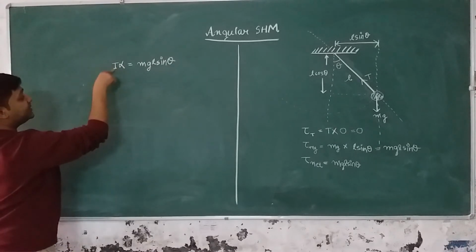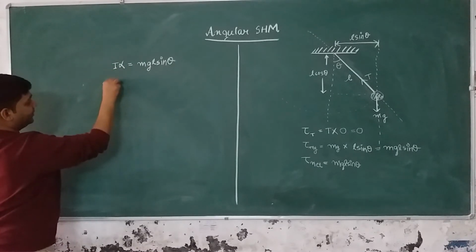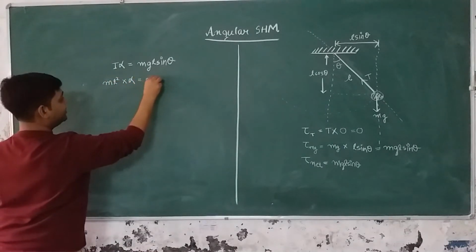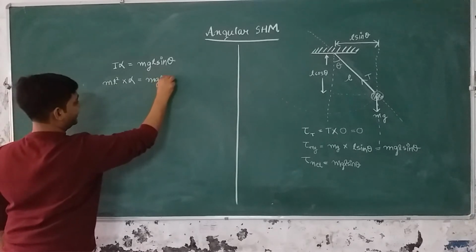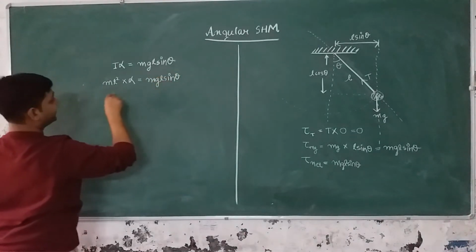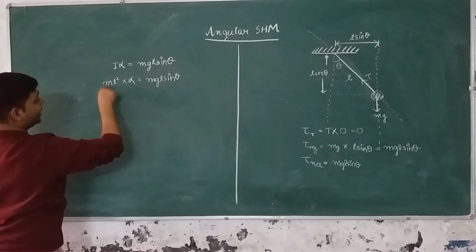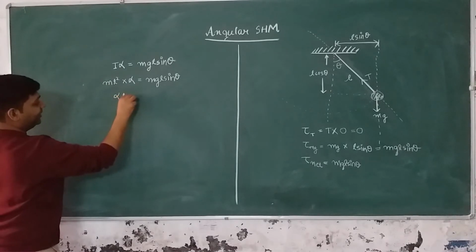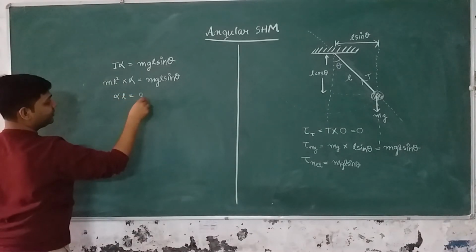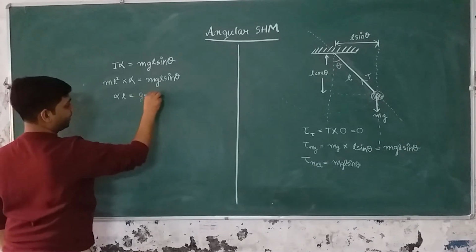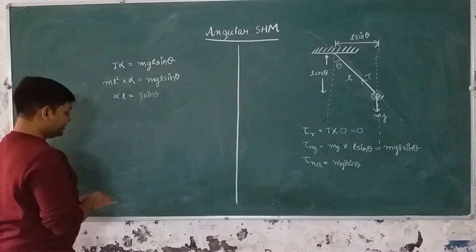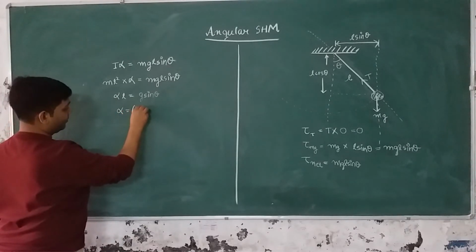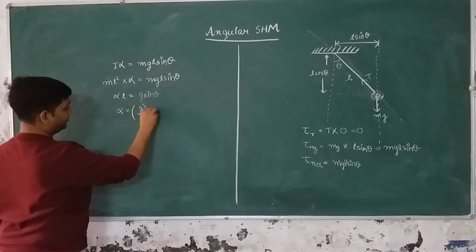So I will replace this I with m L square, multiplied by alpha, is equal to mgL sin theta. Now we can see that m and L from here will get cancelled out, and here we will have alpha L is equal to g sin theta. So this is alpha L is equal to g sin theta, or you can write alpha is equal to g upon L sin theta.